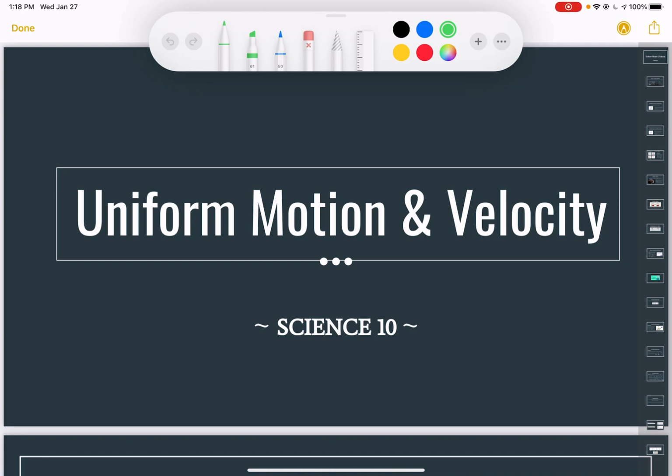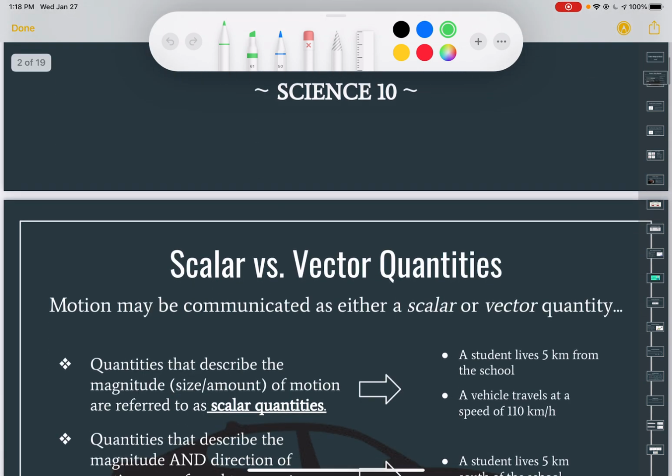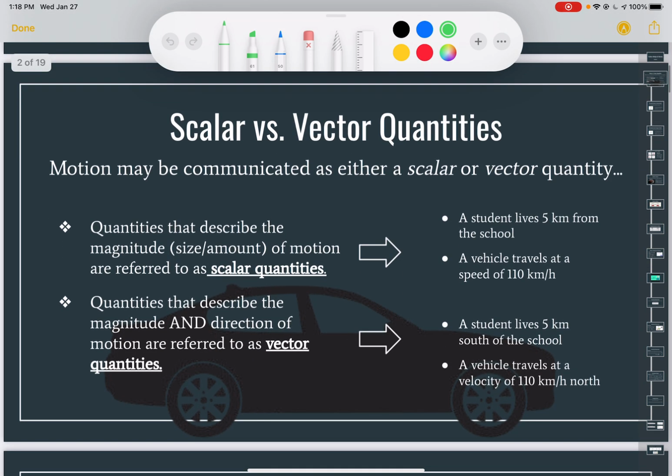All right, so this is topic 3. We're looking at uniform motion and velocity. So the first thing we need to talk about is the difference between scalar and vector quantities. It says motion may be communicated in either a scalar or vector quantity. So what is really the difference?